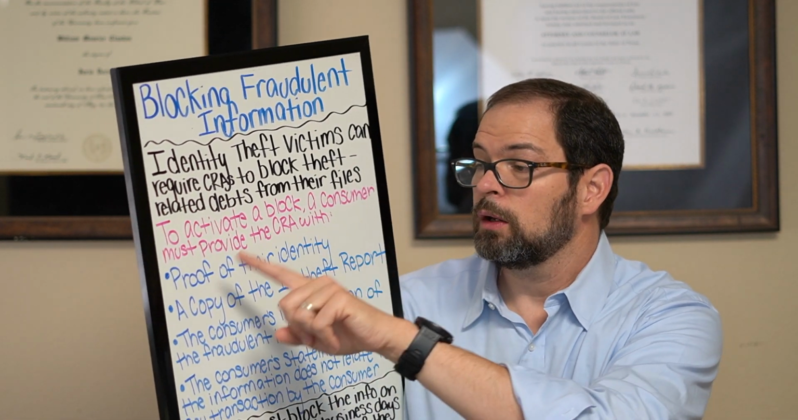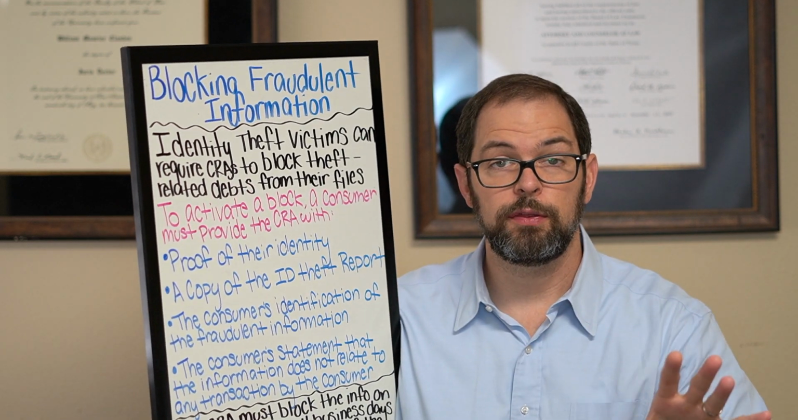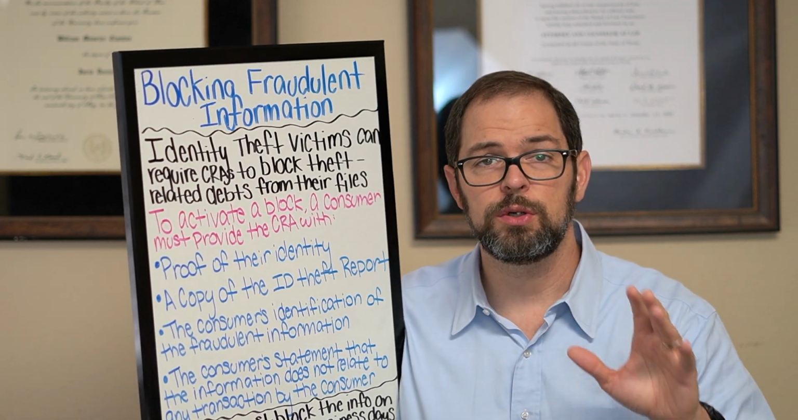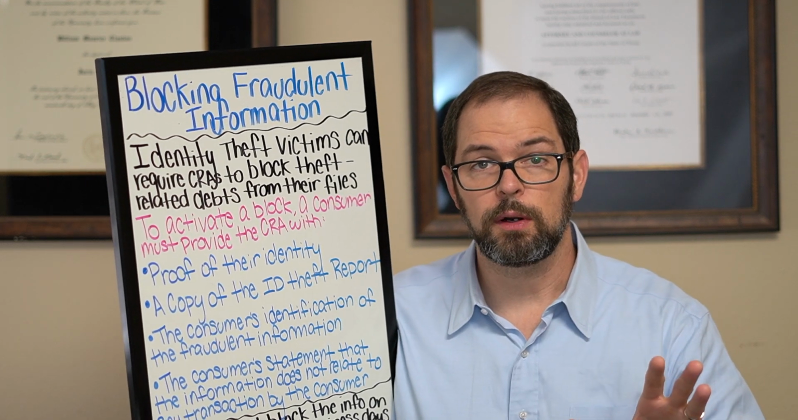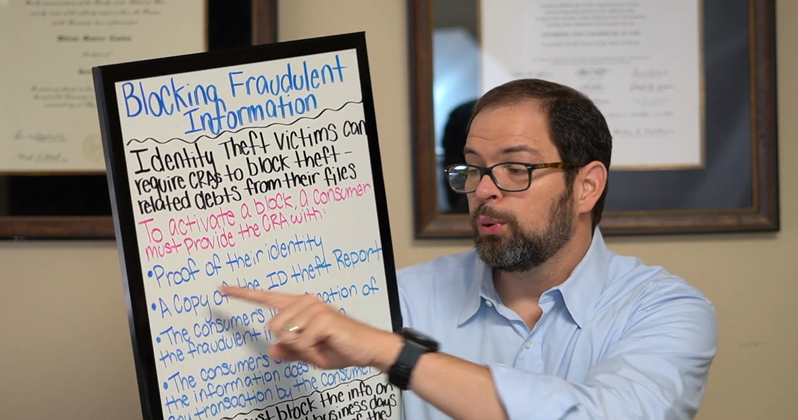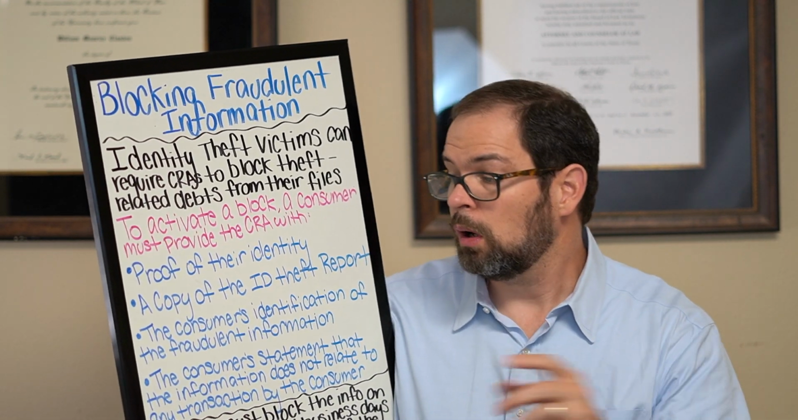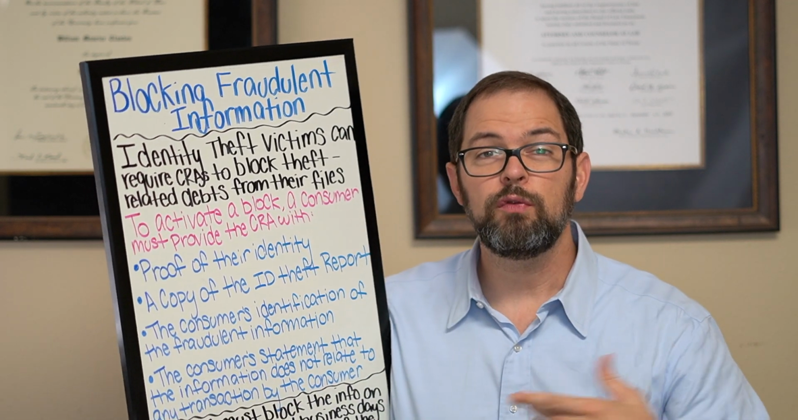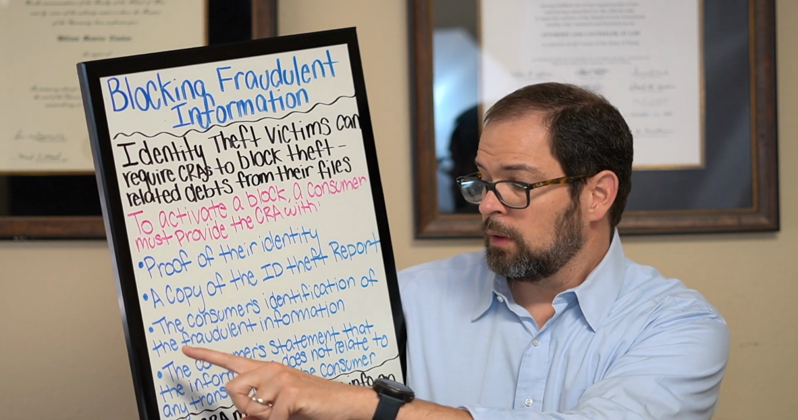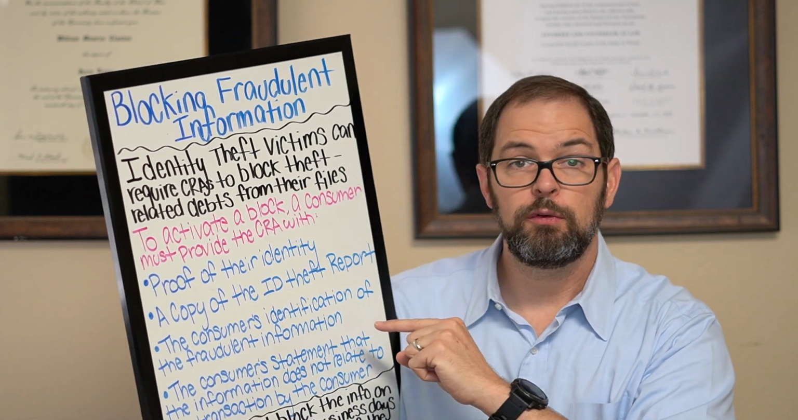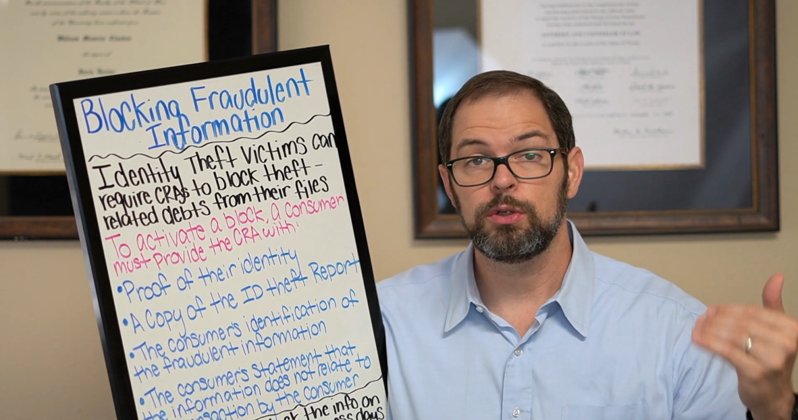To activate the block, you must provide the CRA with, now this looks a lot like what you need for an extended fraud alert, let's go through the list real quick. Proof of your identity. Okay, they have to know who you are. A copy of the ID theft report. You've already sent this in. The consumer's identification of the fraudulent information. Yes, you have to tell them what you want blocked.